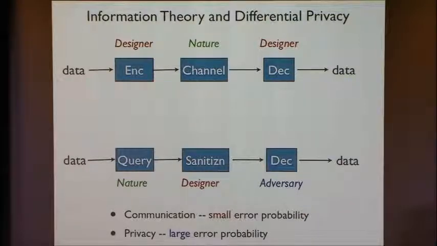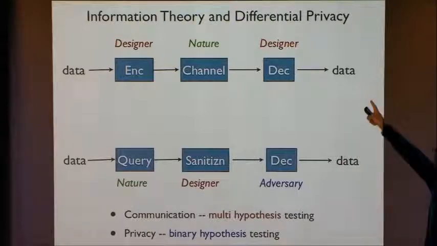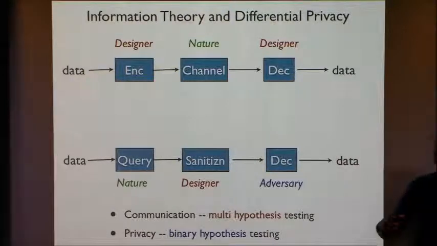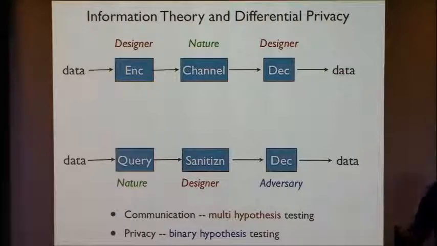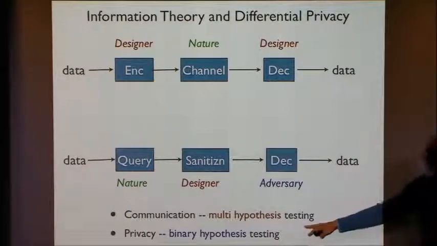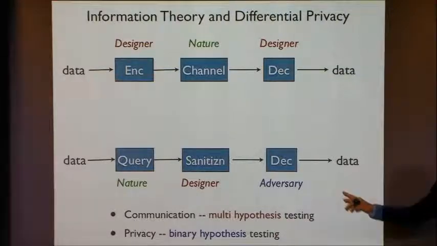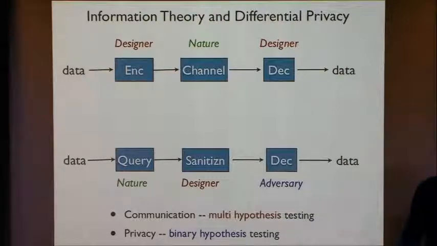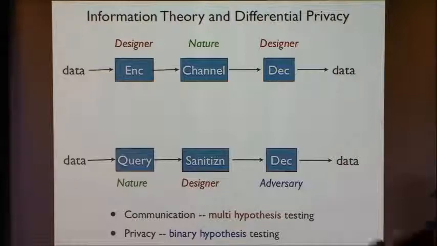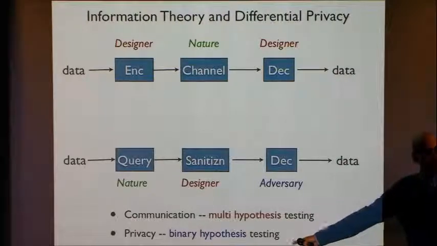There's another difference, which is that in communication, in information theory, I think of it as multi-hypothesis testing. So I think of data as many possible values, and I want to get it exactly right. So it's a multiple hypothesis testing problem. Differential privacy, though, works with a user being there or not. So it's really binary hypothesis testing. I should say that it could be any user, so it's many binary hypothesis tests. So it's multi-binary hypothesis tests. Okay, and this is small error probability versus large error probabilities.